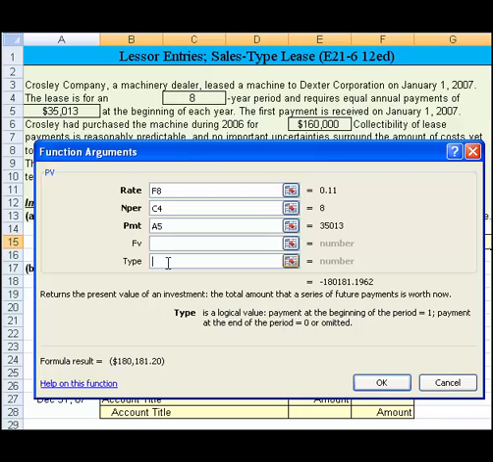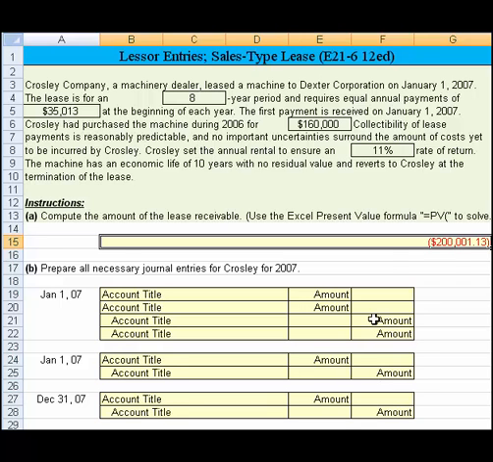And then we need to indicate whether it's normal, which means an ordinary annuity, 0 or plain. But in this case, I think the payments are made at the beginning. Yeah, the beginning of each period. So we need to give it a 1 to let it know that it's an annuity due. And once we do that, we're able to calculate that the present value is equal to $200,001.